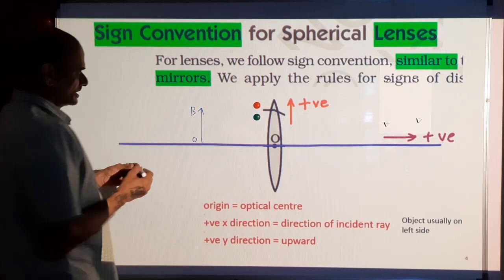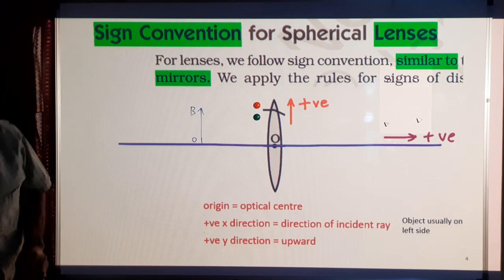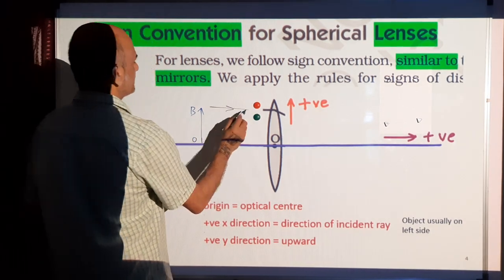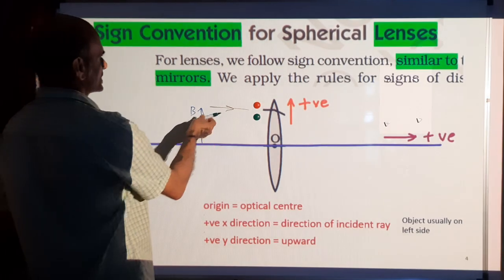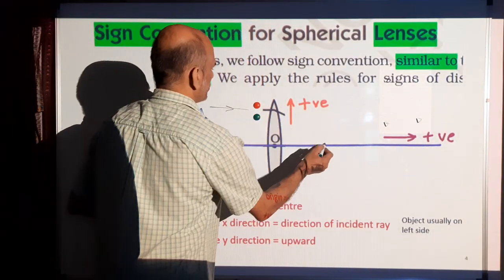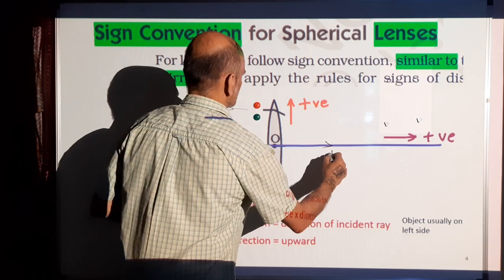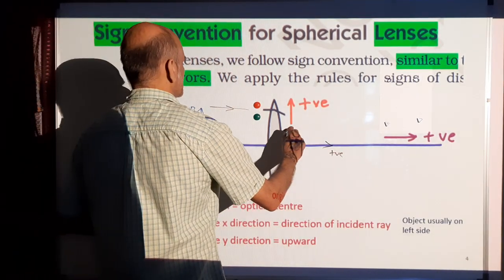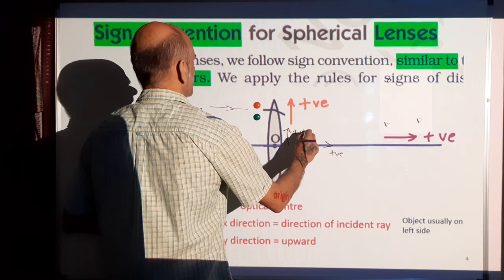So the incident light will travel like this and hit the lens. So the direction of the incident light is the positive direction of the x-axis. So positive axis towards right. And vertically up direction is taken as positive for the y-axis.